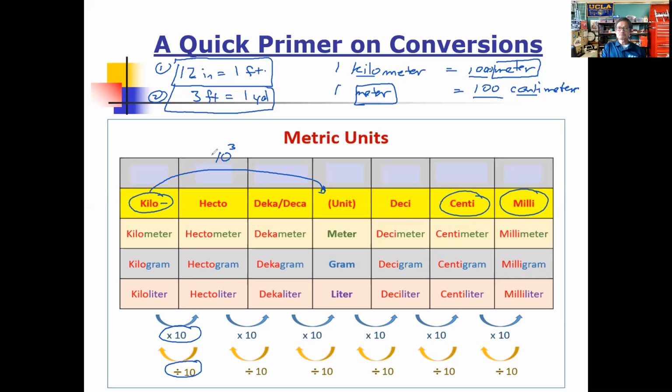Okay, and so going from the base unit here to the centi here, you're going to multiply by 10, multiply by 10. I'm sorry, go the other way. Sorry, going the other way. Going the other way, we're going to multiply by 10. Going this way, from centi to milli to back to the base unit, we will have to multiply by 100.